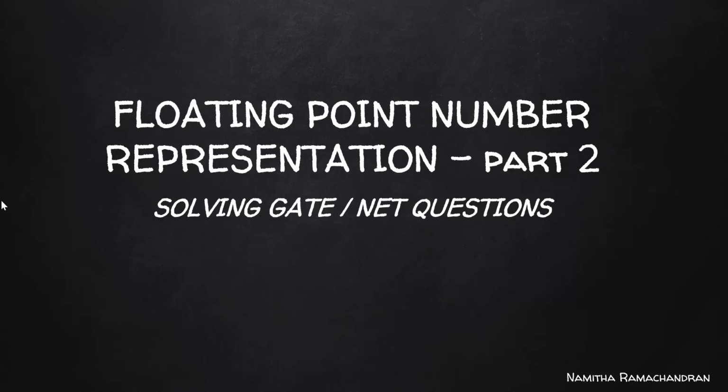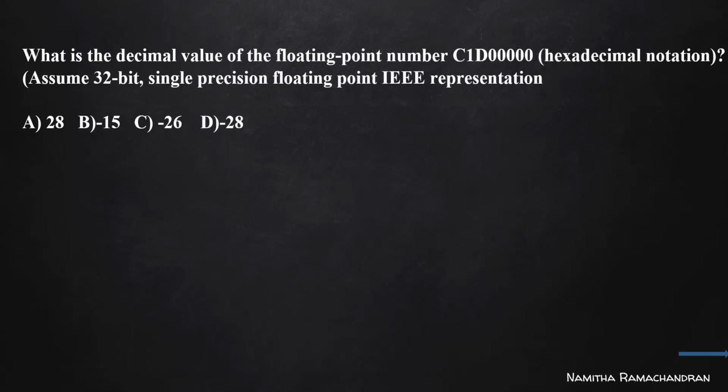We can discuss two more questions regarding the same topic, floating point number representation. The first question is, what is the decimal value of the floating point number C1A00000? Here the number is represented in hexadecimal notation, and it is a 32-bit single precision floating point IEEE format.